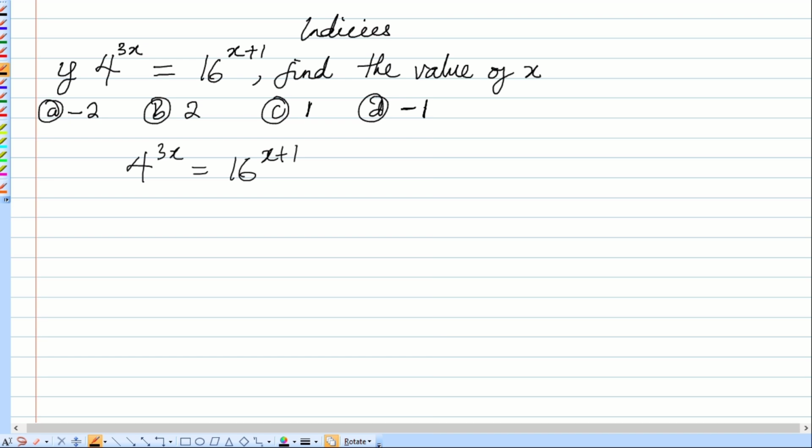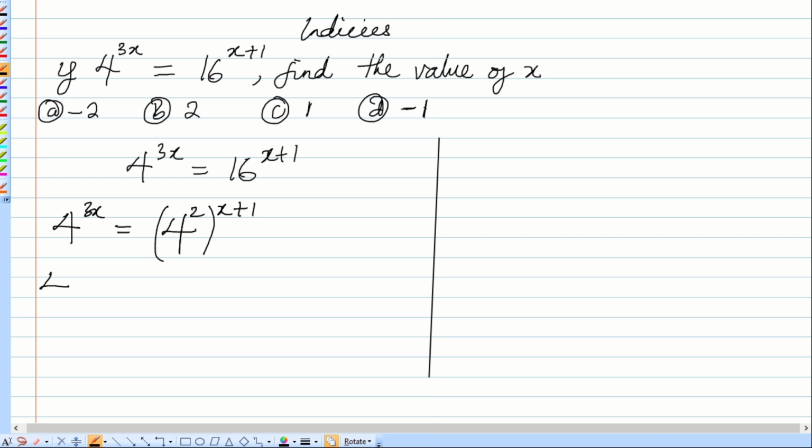Now there are two ways to solve this. We can decide to put both of them in base 4, because obviously 16 is a multiple of 4. 4 times 4 is 16. That means 4 raised to the power 2 is 16. So that's what we're going to do. You can say this would be 4 raised to the power 3x is equal to 16, which is 4 raised to the power 2, and then we keep the other power there. So we also have 4 raised to the power 2, raised to the power x plus 1.